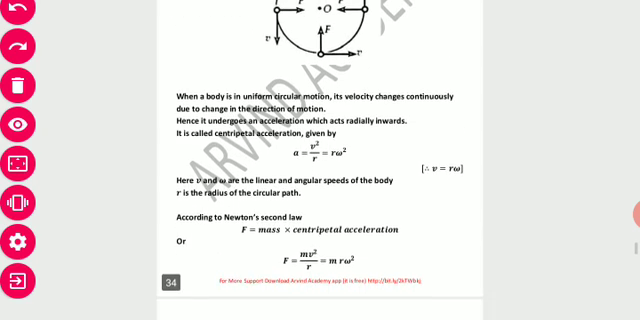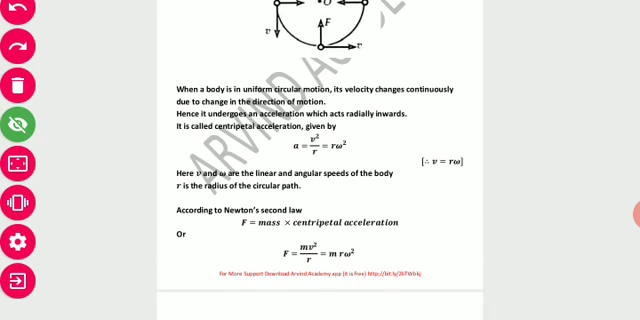So students, when a body moves in uniform circular motion, its velocity continuously changes due to its changing direction. As its direction changes, its velocity also changes. So we also have acceleration, because when there is a change of velocity, there is always acceleration. That acceleration is given by this formula and it is called centripetal acceleration. It is equal to v square upon r, or we can say r omega square.